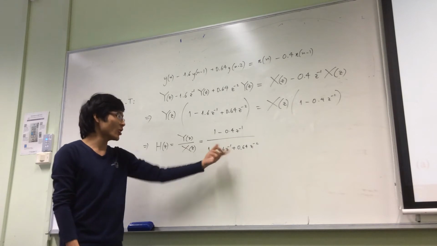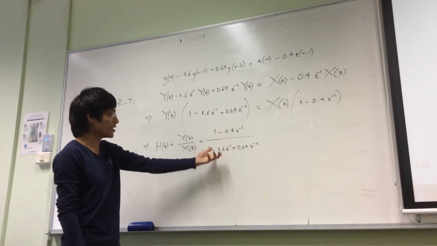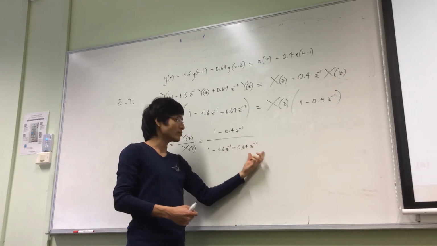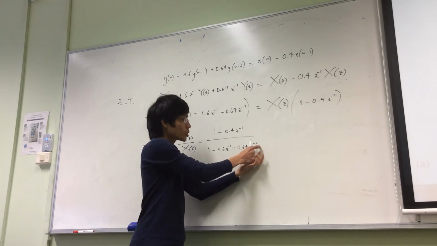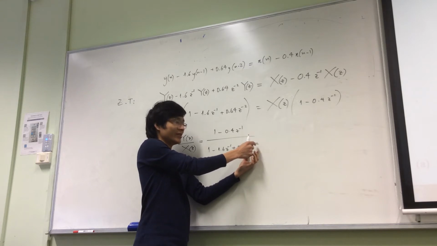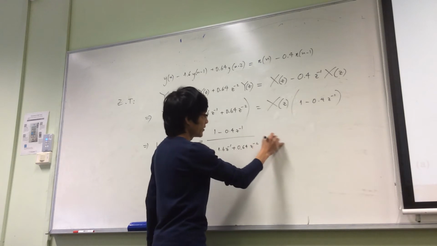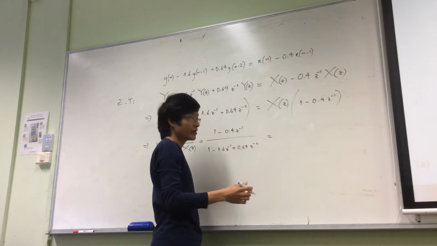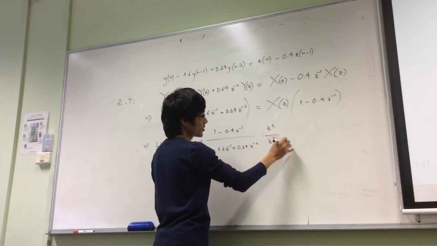This form is not so attractive because you have z to the minus 1. How do we get rid of the minus in the power? We multiply by z to the power of 2, so we don't have any more negative powers of z. You multiply because you add the exponents. Multiply by z squared.